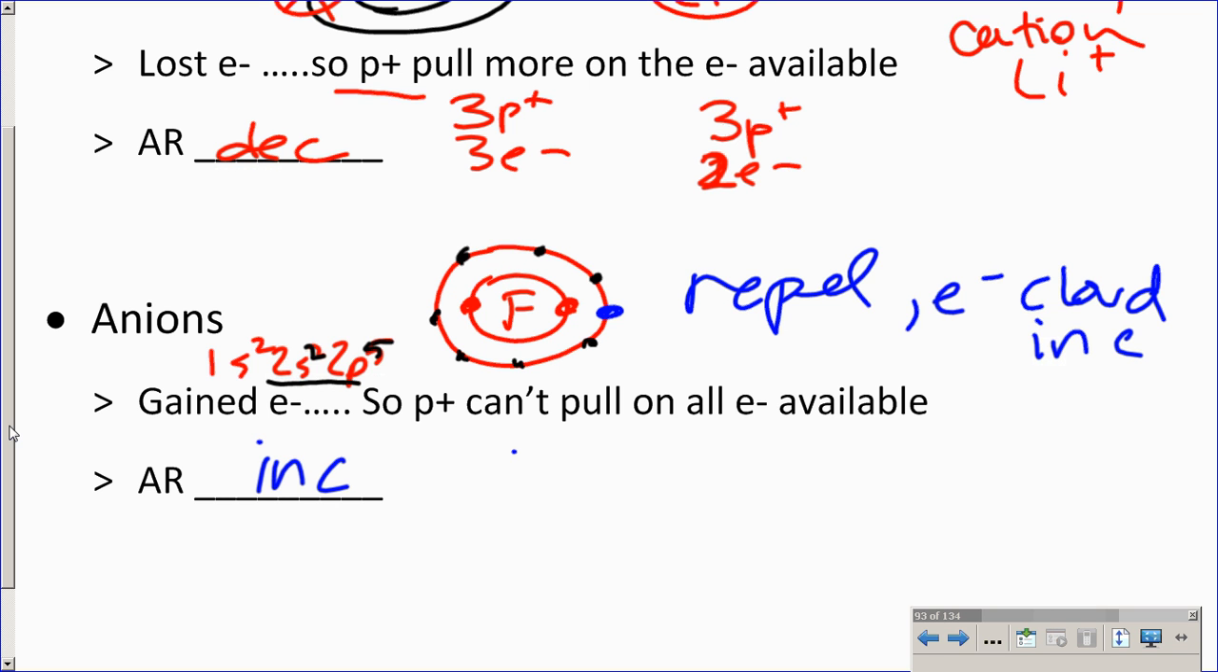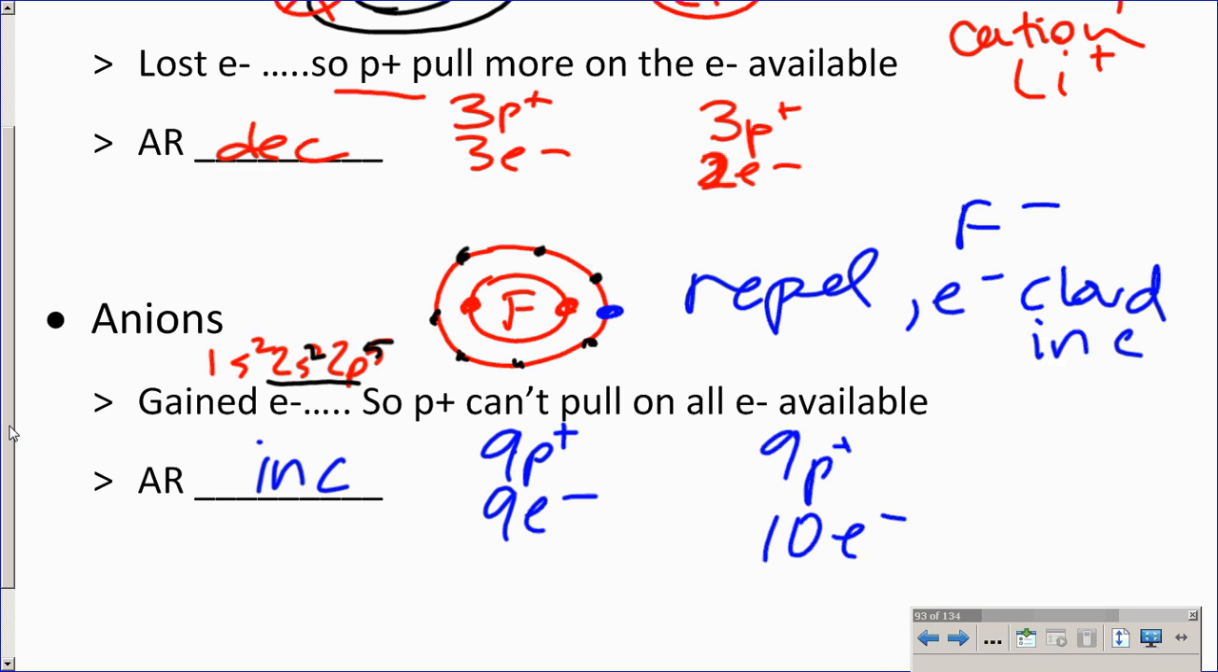Total electrons: 9 total, because it's the ninth element over. So I previously had 9 protons and 9 electrons. But when I add 1 to make fluoride, the negative charge, it still has those 9 protons, but how many electrons? 10. So you can kind of see the electrons are winning, so they're going to space out because the protons cannot effectively attract all 10 electrons when there's only 9 protons.